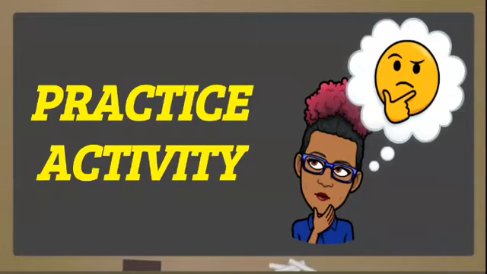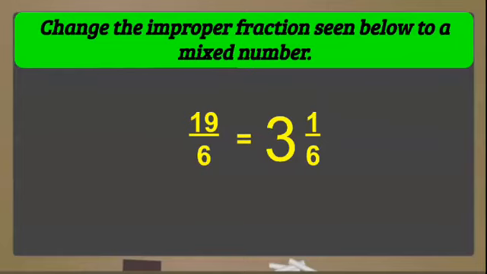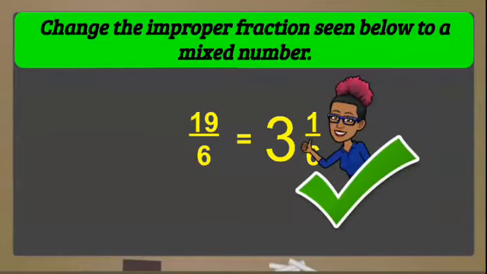So let's go into our practice activity. Remember in your steps, change the improper fraction seen below to a mixed number. 19/6 will give us a mixed number 3 and 1/6.